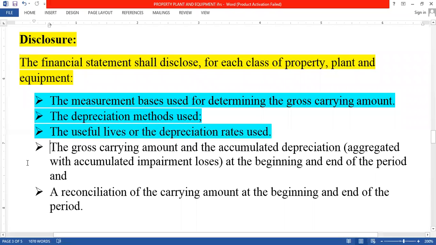And the third one here: the useful life or the depreciation rates used. This is very, very important. Why? Because to determine the profit in the financial statements and the financial position of the organization, we should know the useful life of the asset. We should also know the depreciation rates they are using, because some organizations use a high rate of depreciation to reduce the value of the asset.